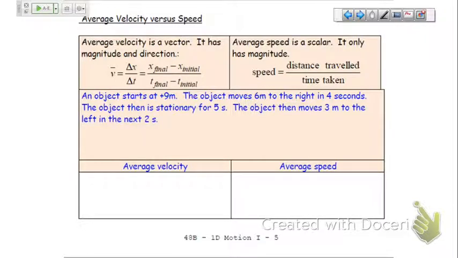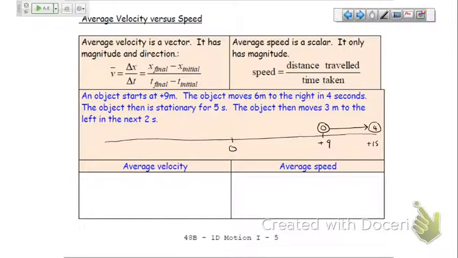So let's do it. We say an object starts at +9. It moves 6 meters to the right in 4 seconds. So it's going to go to +15. And that took 4 seconds. So I've got to bring a clock in. I wasn't given a starting time, but I'm going to call the starting time 0. And then I'm going to call this 4 seconds. I could have called the starting time 5 seconds, in which case I'd now be at 9 seconds. It doesn't have to start at 0.